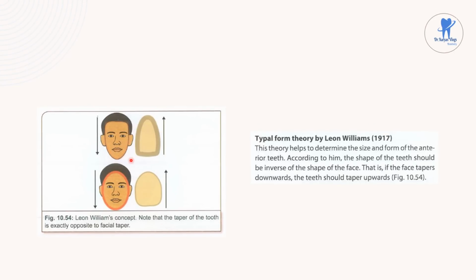This is the typal form theory by Leon Williams in 1917. This theory helps to determine the size and form of the anterior teeth. According to him, the shape of the teeth should be the inverse of the shape of the face. Note that the taper of the tooth is exactly opposite to the facial taper. That is, if the face tapers downwards, teeth should taper upwards. This is the typal form theory by Leon Williams.